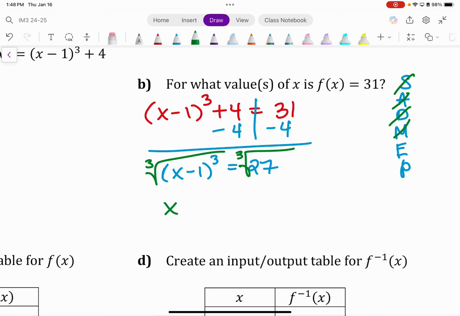So that's going to cancel out, and we'll be left with x minus 1 equals what number times itself 3 times gives you 27? Not 9. 9 times 3 gives you 27. 3 times 3 times 3 gives you 27. Okay, so we just finish off by adding 1 on both sides, and x we find is equal to 4.